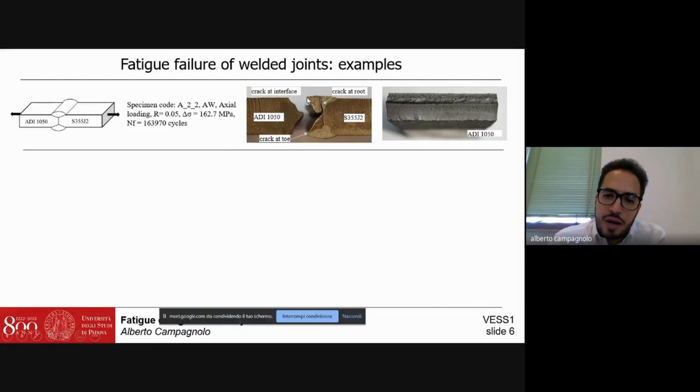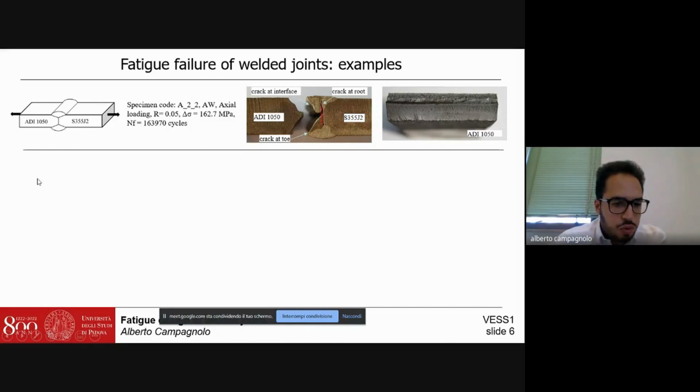Moreover, a crack also initiates and propagates at the interface of the joint. Indeed, this joint here was not done in a good manner, so the interface is a critical location. But cracks also initiate and propagate from the weld toe side and propagate through the thickness of the joint. As reported in this figure, we can see the cracks initiating from the weld toe side and propagating through the thickness.